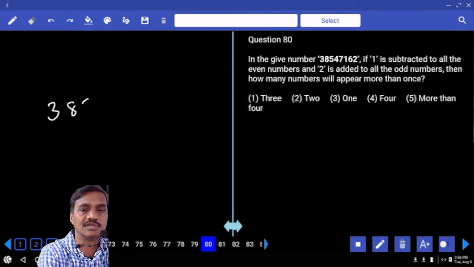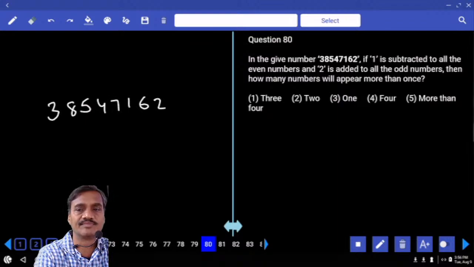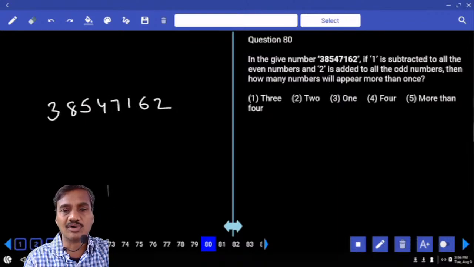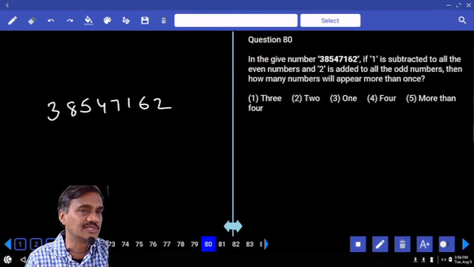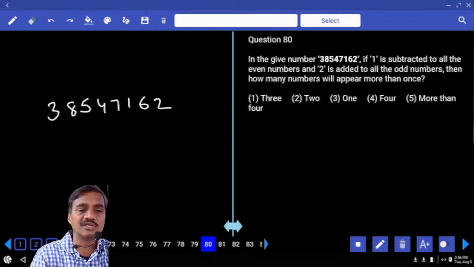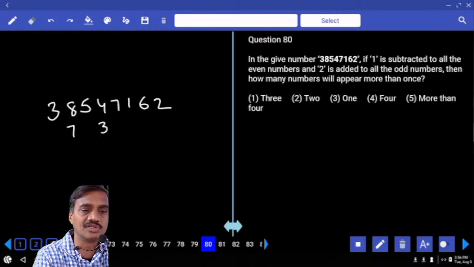3854, 7162 is the number given. One is subtracted from all the even numbers. One is subtracted from where? From all the even numbers. That means this 8 will become 7 and 4 will be 3 and 6 is 5 and 2 is 1.